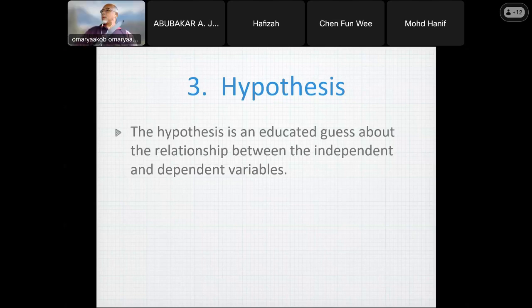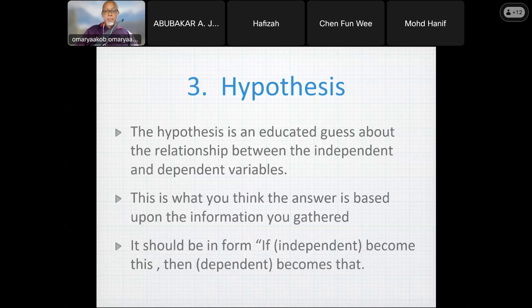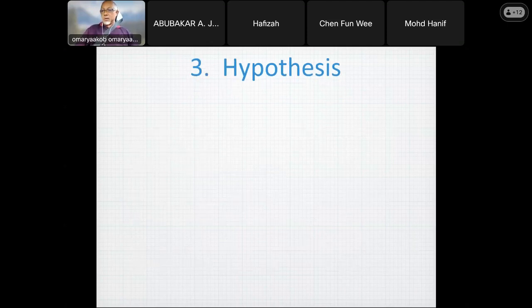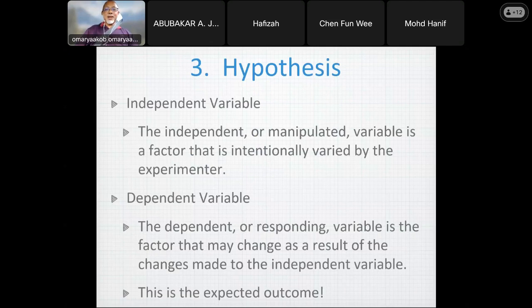Okay, so that is the independent variable. So this is the hypothesis. If the independent becomes this, then the dependent becomes that. If the air fuel ratio becomes this, then the performance efficiency becomes that. Okay, so this is an explanation about dependent and independent variables.